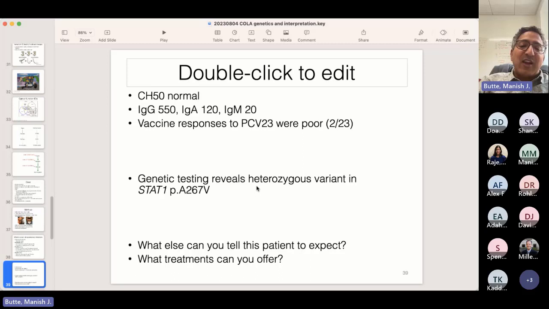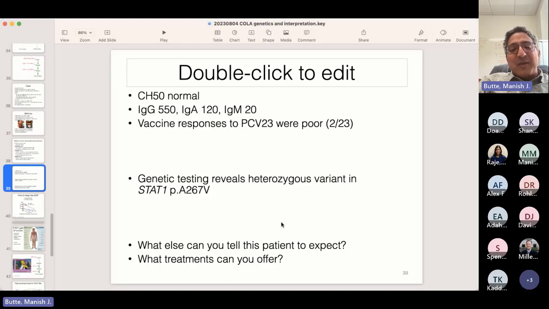At this point, you may ask yourself, okay, what does a STAT1 mutation at alanine 267 portend for her? She asks you, what does this mean? Like, do I have an immune deficiency? What we know from this variant, and what we can speculate from a heterozygous variant, is that this might be a gain of function variant, because gain of function STAT1 patients have often thrush, recurrent viral infections, and some autoimmunity.